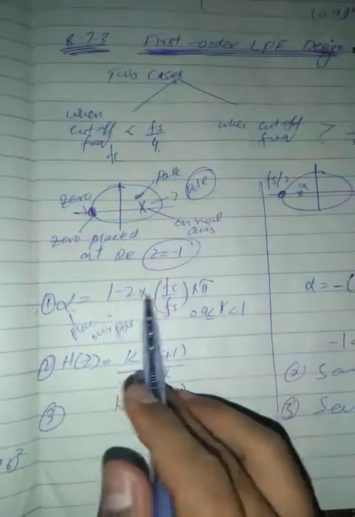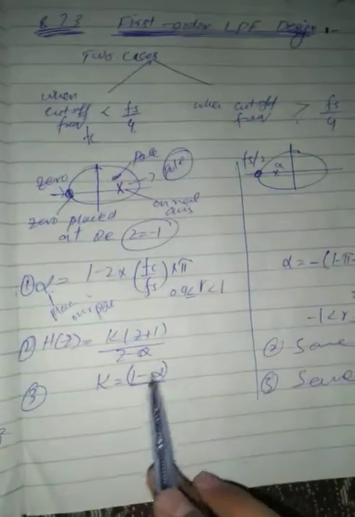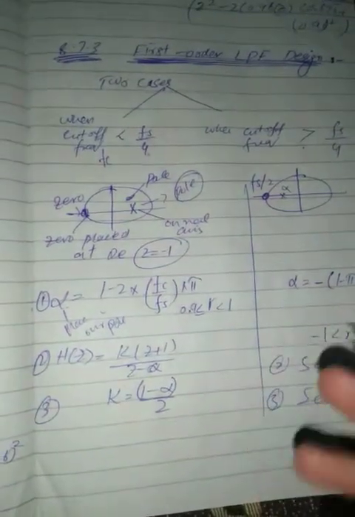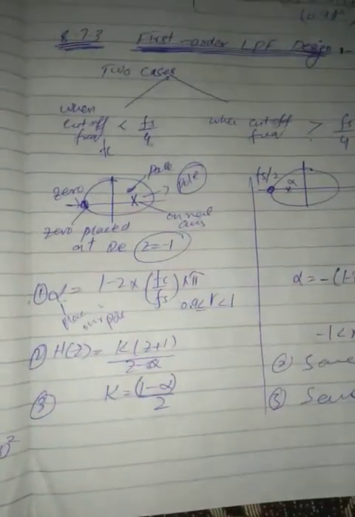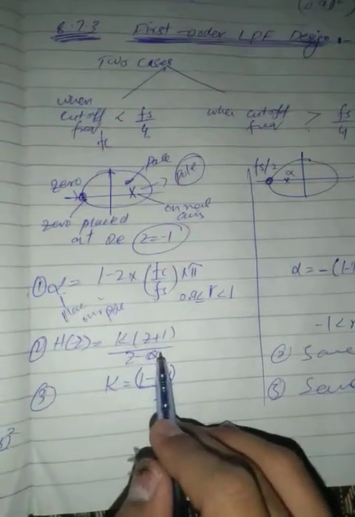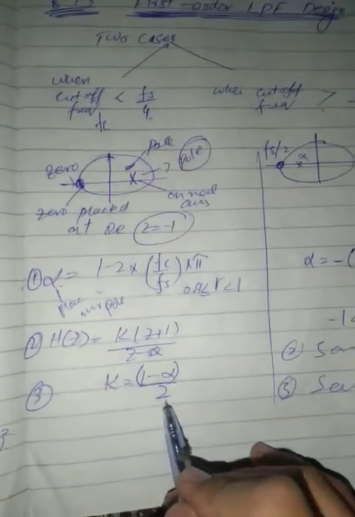Alpha becomes 1 minus 2 multiplied by f_c divided by f_s, multiplied by pi. This value should be between 0.9 and 1. The next thing is the transfer function, H(z) equals k times (z plus 1) divided by (z minus alpha). The third thing is k, which is equal to (1 minus alpha) divided by 2.